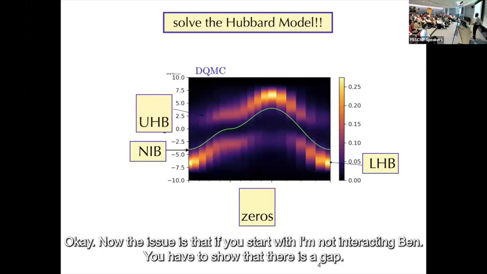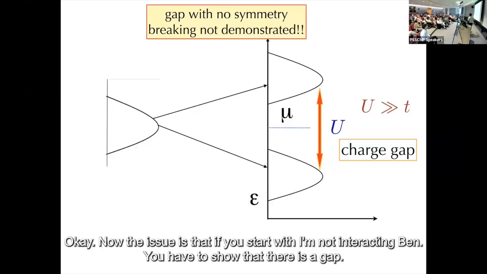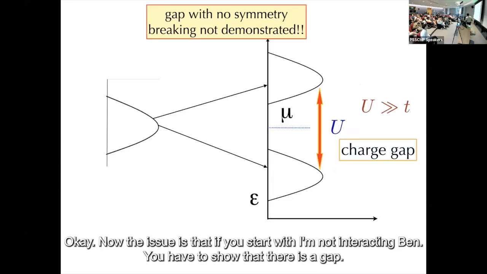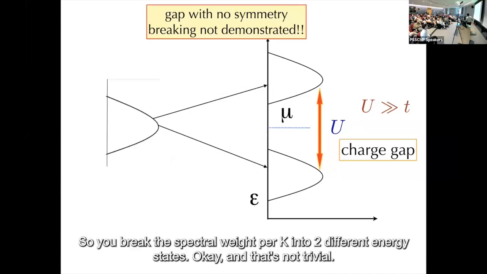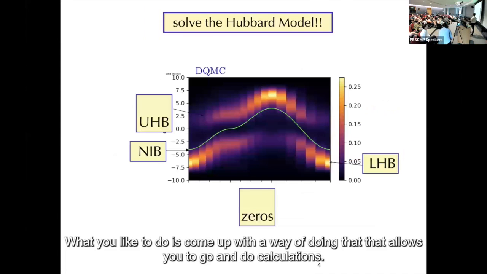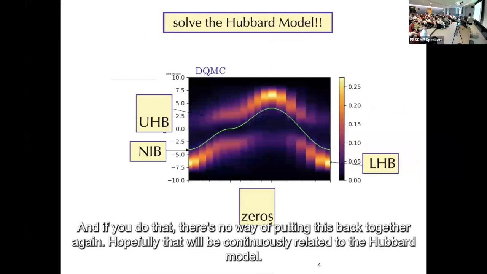Okay, now the issue is that if you start with a non-interacting band, you have to show that there's a gap. So you break the spectral weight per K into two different energy states. Okay, and that's not trivial. What you'd like to do is come up with a way of doing that that allows you to go and do calculations. And if you do that, there's no way of putting this back together again. Hopefully that will be continuously related to the Hubbard model.